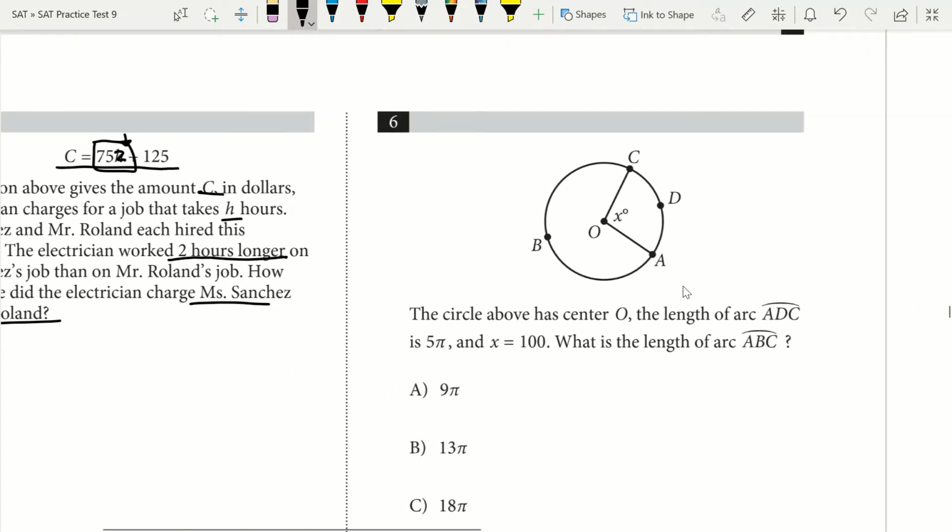All right, so we have the circle above has center O. The length of arc ADC is 5 pi. So we have ADC is 5 pi. What is the length of arc ABC? All right, well, we're told x is 100. Okay, and we're told that we have 5 pi there.